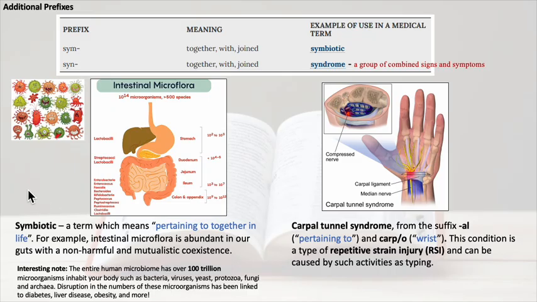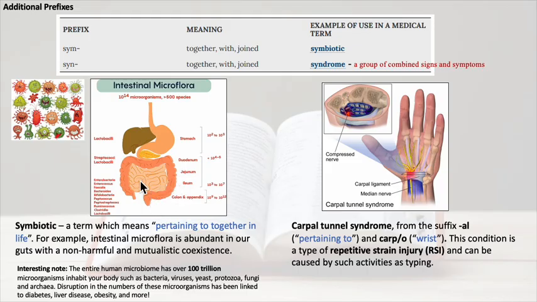So sim is typically used before B, M, or P, for example. So we see symbiotic or symbiosis. Sim meaning together, biotic pertaining to life. So this means living together. In biology, symbiosis will refer to two different organisms that live in close association, and they often will benefit from each other. Examples in nature may be bees and flowers. But another example of this, especially relating to humans, would be humans and gut bacteria.